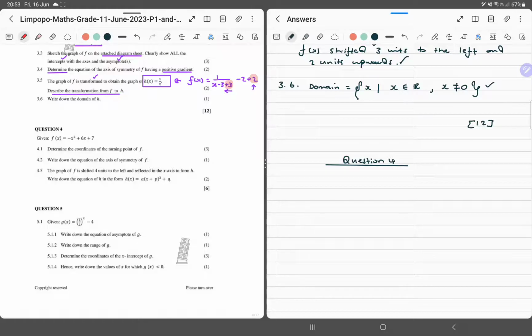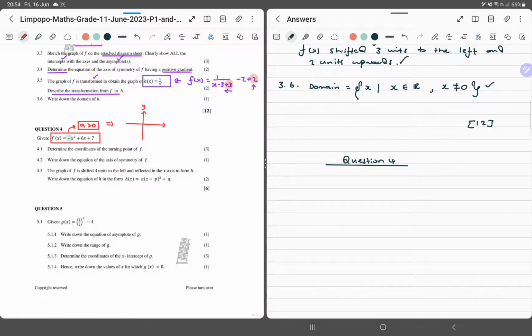So we're given f of x is equal to minus x squared plus 6x plus 7. So this is a standard parabola. But now on this parabola, we can see that our a is less than 0. A is the coefficient of x squared. And if that is the case, we expect our parabola to look something like this.